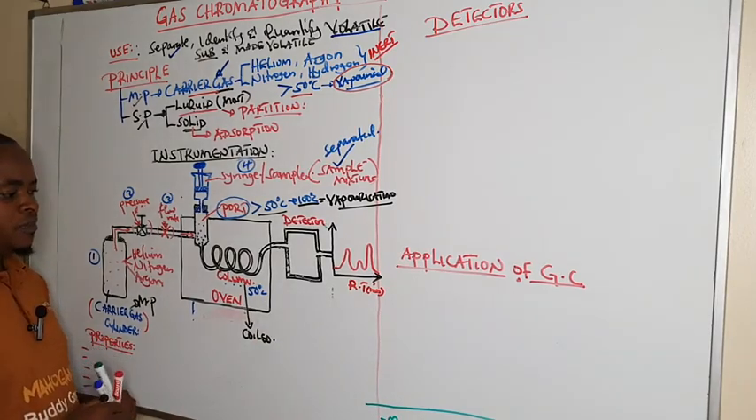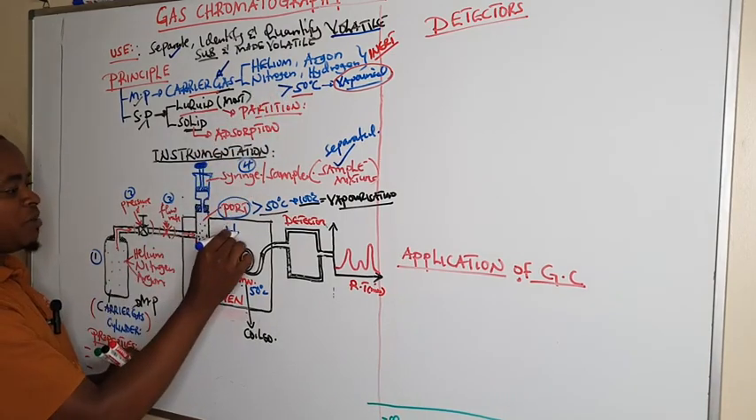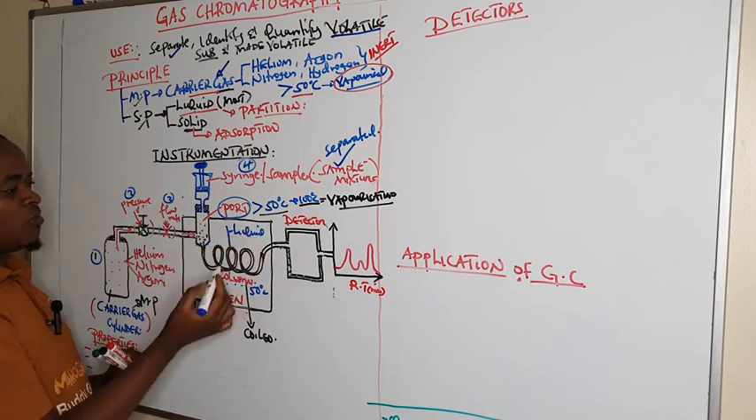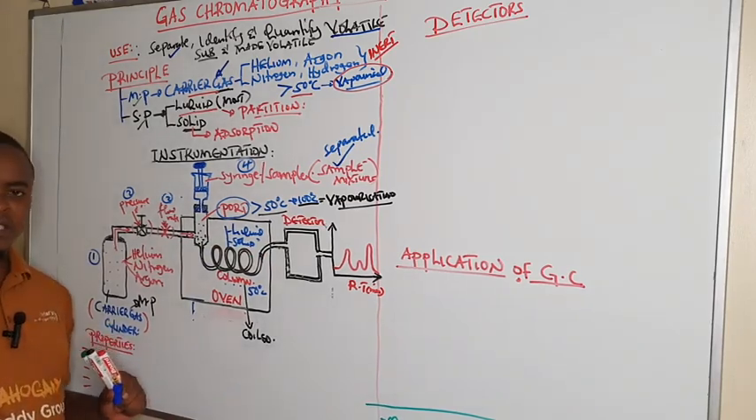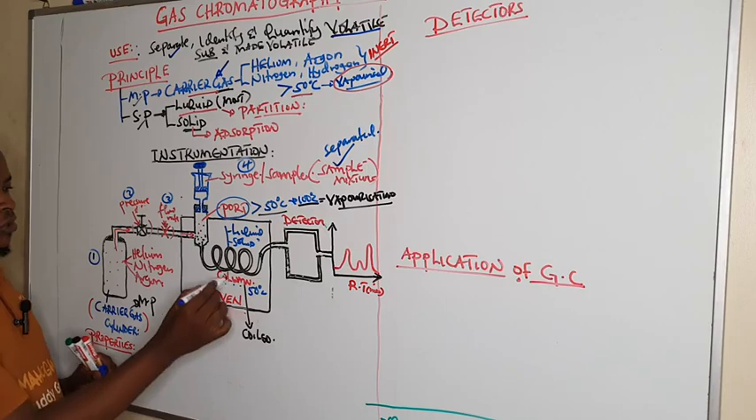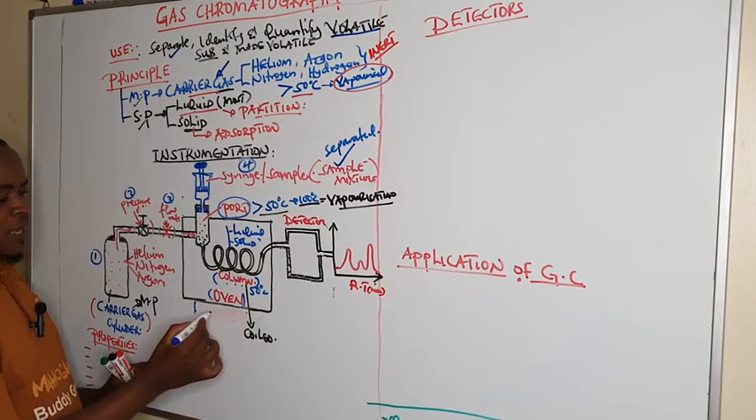And the column can either contain, the way we have seen it in the principle, a liquid, which is the most commonly used, or it can be made of solid. It can be coated with solid. And these columns are put in the oven. Why do we put them in the oven?